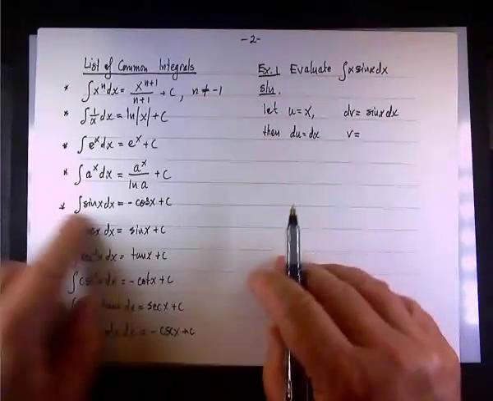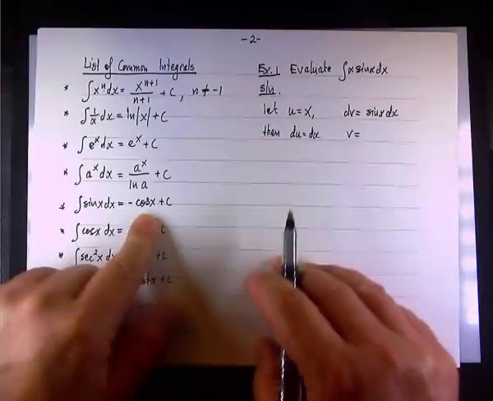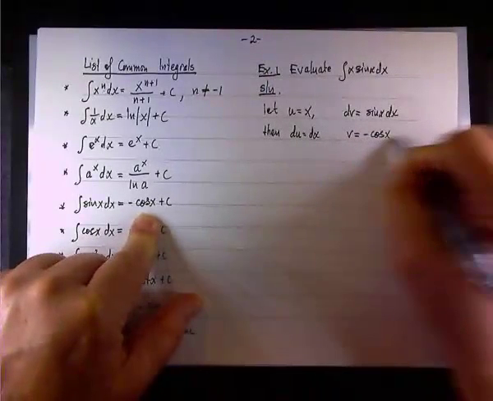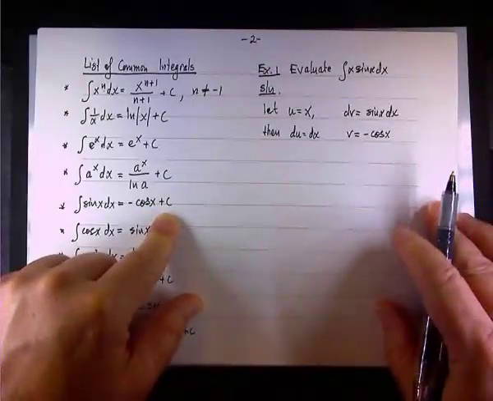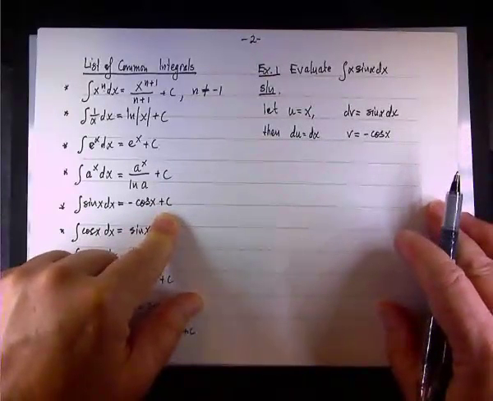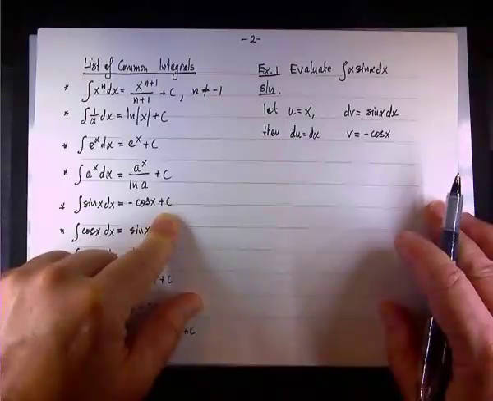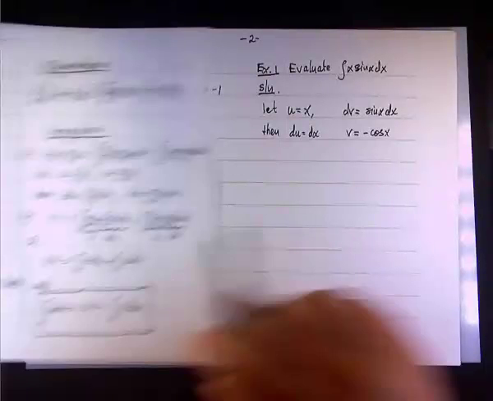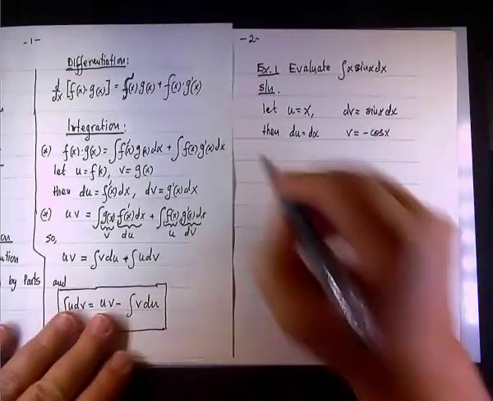And if dv is sine x dx, then v by itself is the antiderivative. Again, looking here, it will be negative cosine x. And for the time being, let's put the c aside. We're going to tack it on at the end. So I have all four components in place.